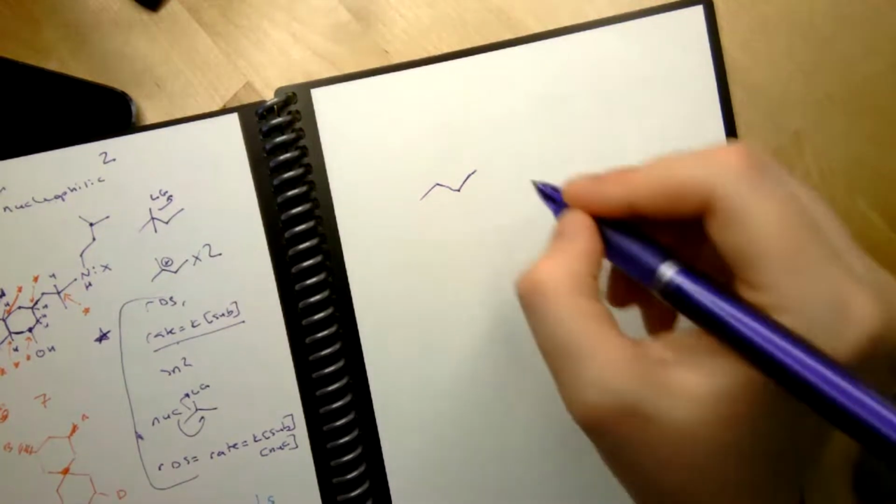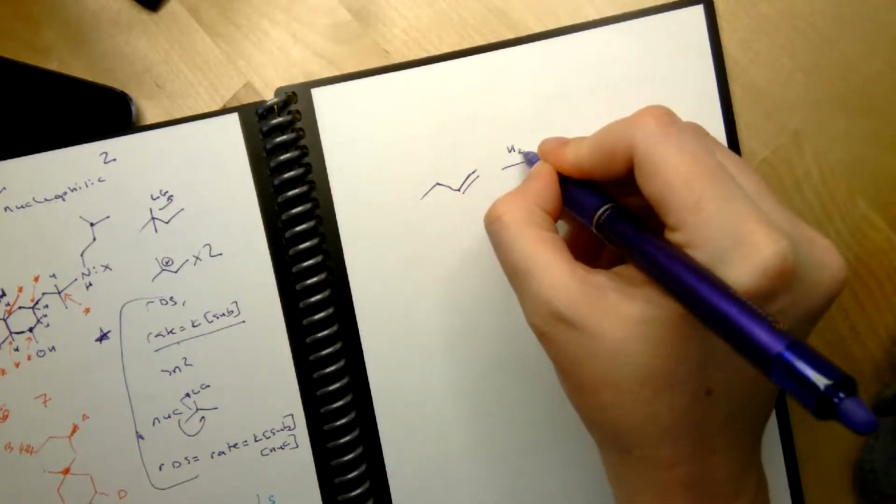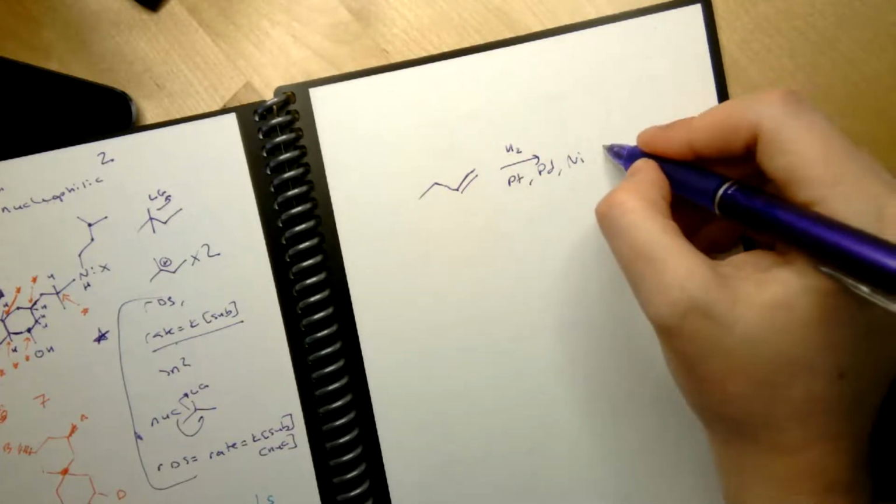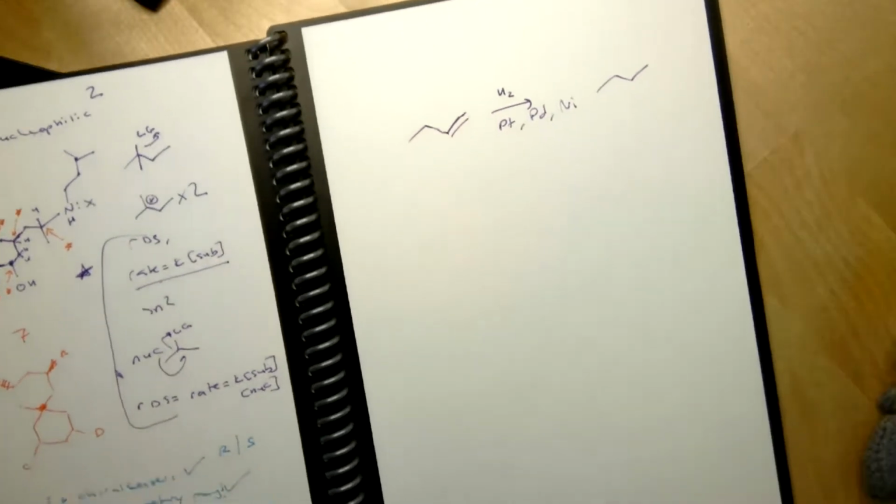Okay, so normally if you have an alkene and you have H2 and any kind of metal, platinum, palladium, nickel, whatever, there's only one thing that can happen, and that's that the double bond goes away.